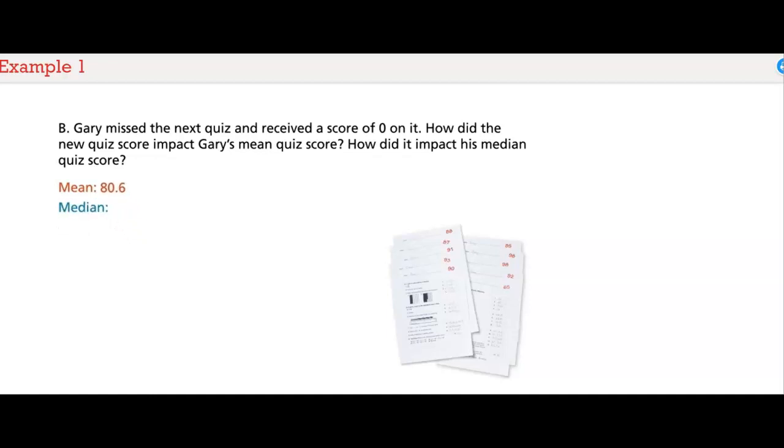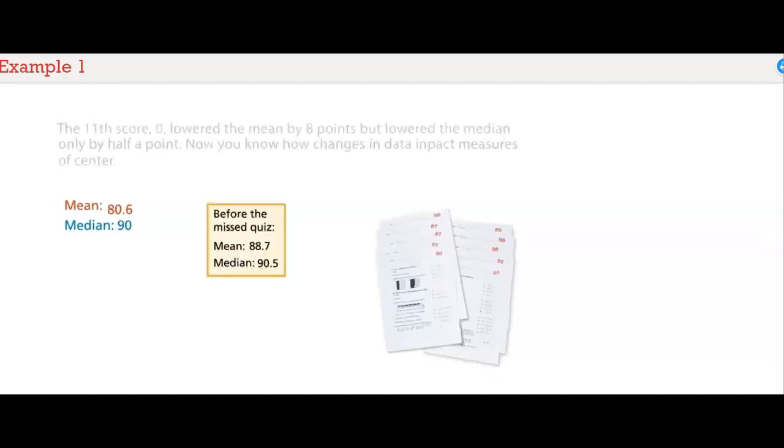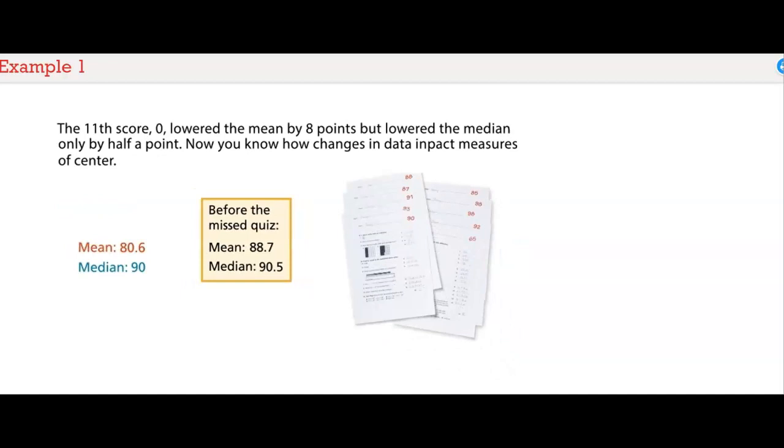To find the median, order the values from least to greatest and find the middle value. Gary's median quiz score is now 90. The 11th score, 0, lowered the mean by 8 points, but lowered the median only by half a point. Now you know how changes in data impact measures of center.